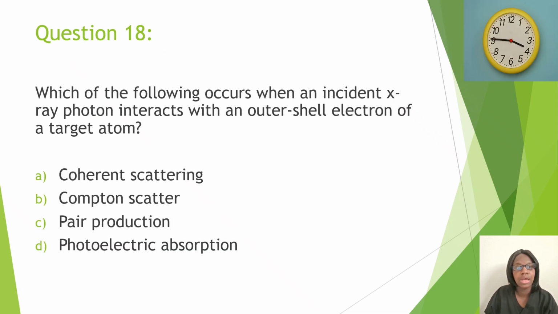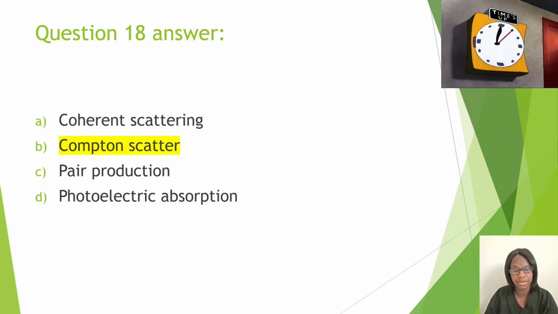Question 18. Which of the following occurs when an incident X-ray photon interacts with an outer shell electron of a target atom? Is it coherent scattering, Compton scatter, pair production, or photoelectric absorption? Okay, the correct answer is Compton scatter.